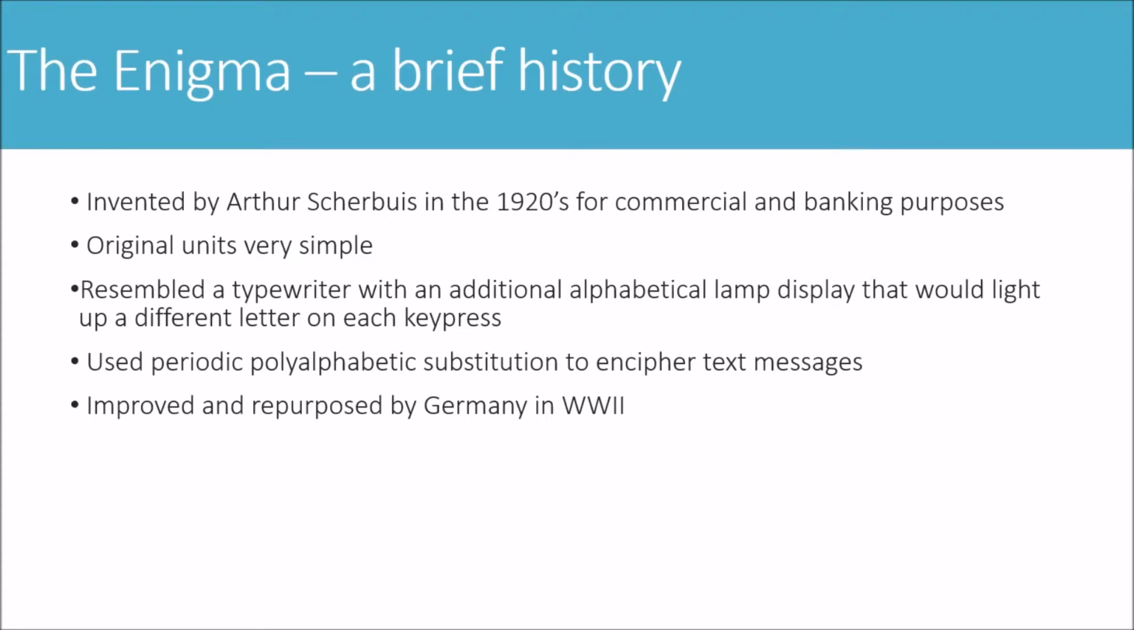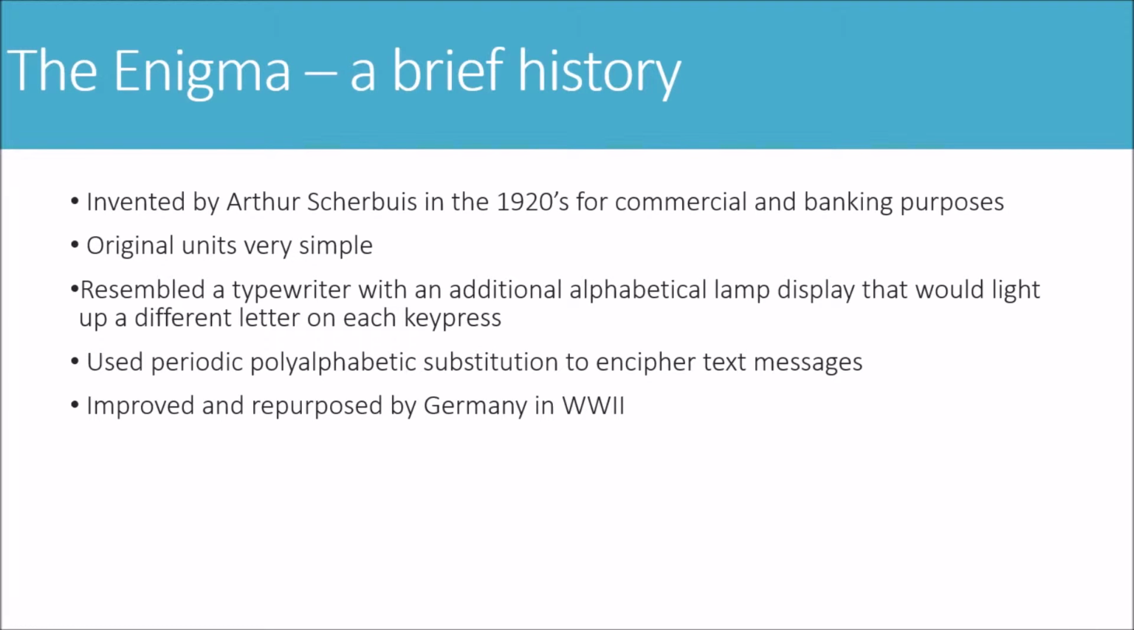The machine itself looked very much like a typewriter that also had a backlit display that showed several letters. The way that it would work is that if you wanted to encipher a message, you would type it out on this typewriter, but you would type it one letter at a time, and each time that you would type a letter, it would light up a different letter on the backlit display. So, for instance, if I were to press the A key, it might light up I.